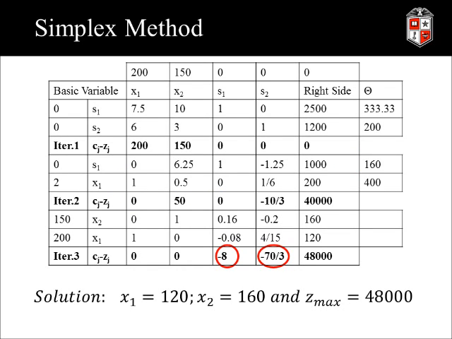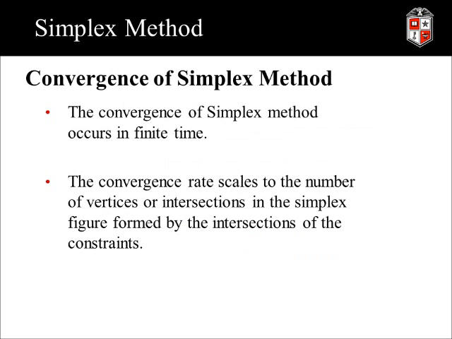If we continue to do the same procedure for each of the iterations, we'd see that at iteration number 3 we get negative values or 0 for all the values of Cj minus Zj. At this point we stop our algorithm and find out that our maximum value is 48,000 and our optimal values for x1 and x2 are 120 and 160 respectively.